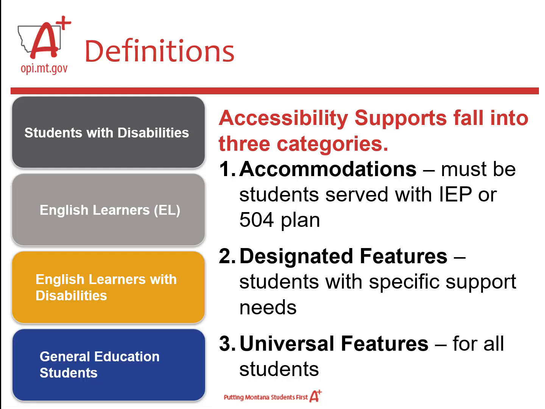General education students are students who do not have an identified disability or EL status. Although it is understood that students with disabilities and English learners are also general education students, this term is used simply to refer to students who do not have a disability, are not identified as SD or EL, or who are not identified as an EL with a disability.